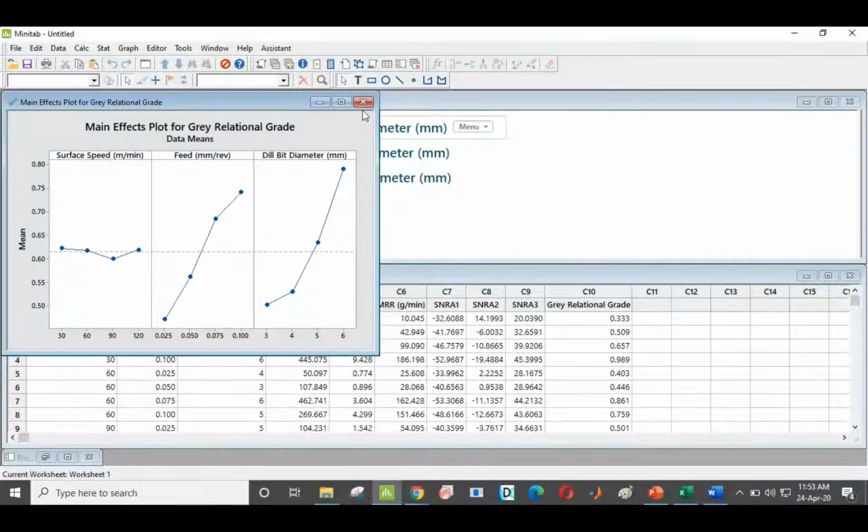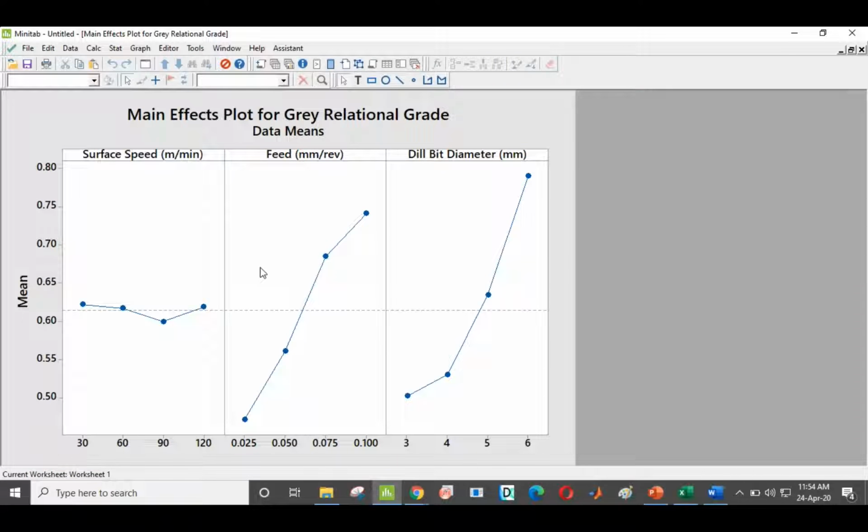Okay. So these are my conditions. The optimum condition is surface speed of 30, which is the lowest level value, and feed rate is the highest one, 0.1 millimeter per revolution, and drill bit diameter of 6.